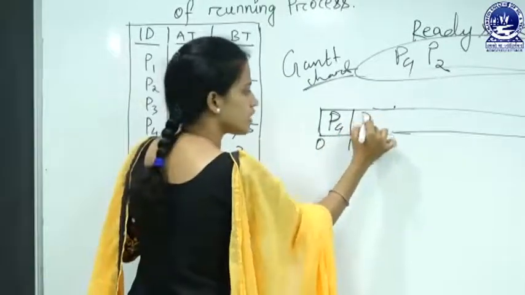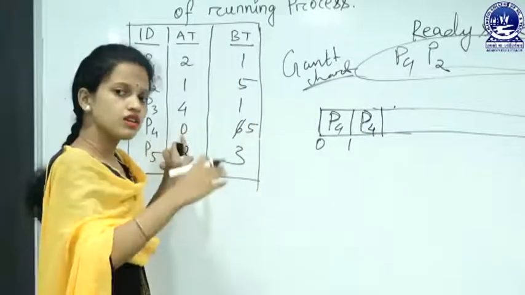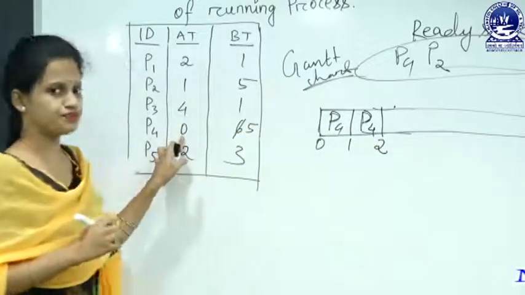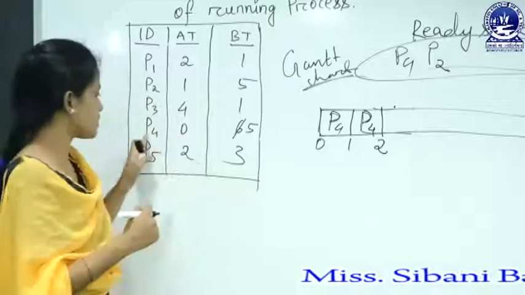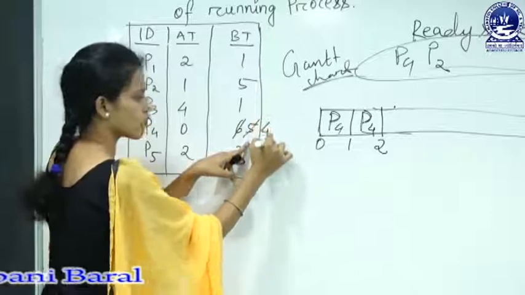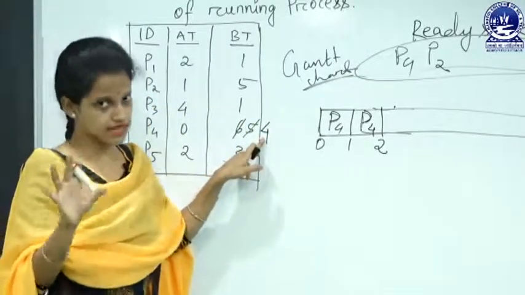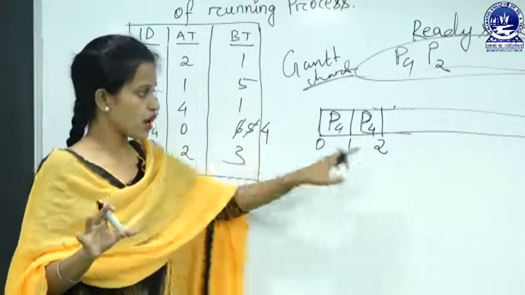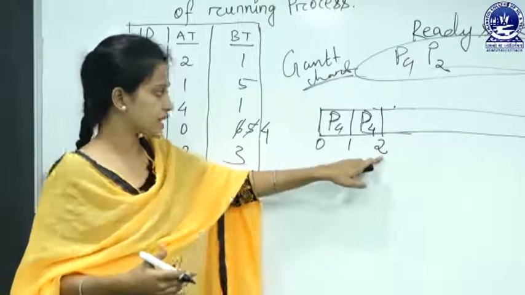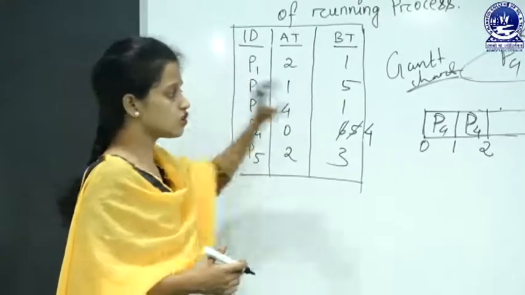So P4 continues its execution. We have to continue P4 for how much time? Again the next 1 millisecond, so 2 milliseconds it will continue. So the remaining burst time of the P4 is 4. So it requires 4 milliseconds to complete its execution. Now we are at 2 milliseconds. So check at 2 milliseconds. See, we cannot allocate the P2 to the CPU.